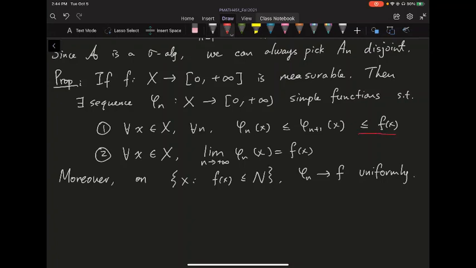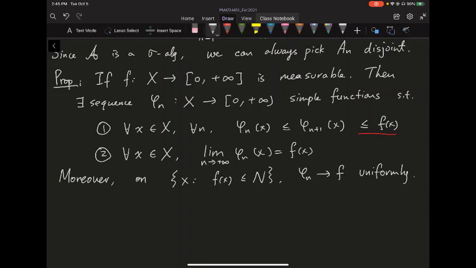And second, these phi_n(x) will converge to f in a pointwise sense. So you fix any x, these phi_n(x) will give you f(x) in the limit. And this convergence, well, usually you don't have uniform convergence, but if you only look at those x where f(x) is bounded by this number n, so n is fixed here, then if you just look at this function on this very specific set, your convergence is actually uniform convergence. Okay, so this is the last part.